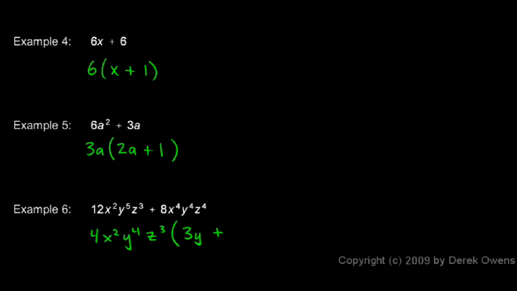And now I think, what do I need to multiply this term by to give me that? And I can do this a piece at a time also. 4 times what gives me 8? 4 times 2. And then x squared times what gives me x to the 4th? And the answer is x squared. And then y to the 4th times what gives me y to the 4th? Well, just 1. But I don't need to put a times 1 because it's understood.